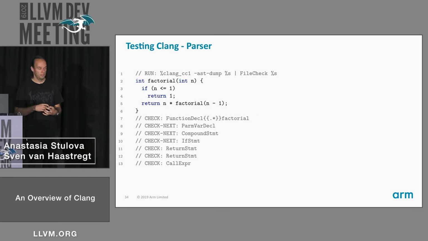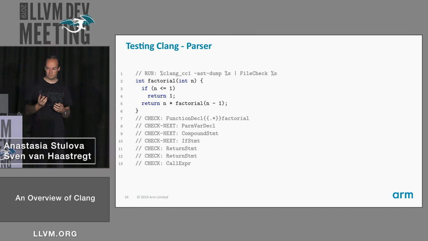So how would you basically test a parser? This is basically how you could do that. You run Clang with the -ast-dump option. That's going to dump the AST, obviously. And then what you're going to do is run FileCheck on that to see if you've got certain interesting elements occurring in your AST dump.